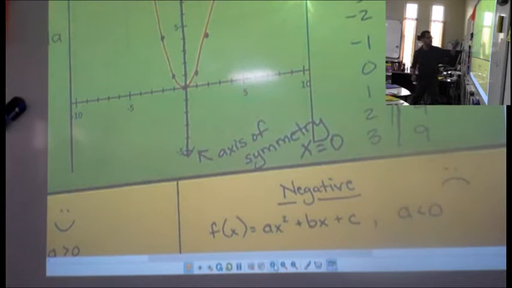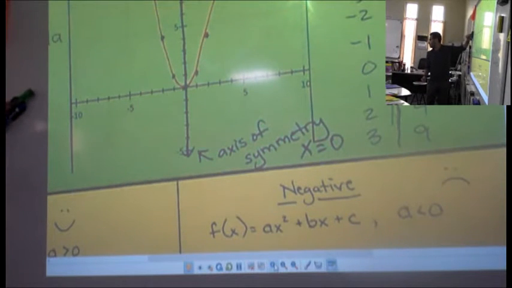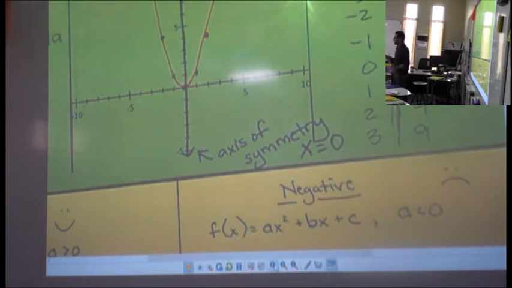Could you have a parabola that's sideways? You could have a parabola that's sideways, but it wouldn't be a function, right? It wouldn't pass the vertical line test. Yeah, it wouldn't be a function. But it's possible.